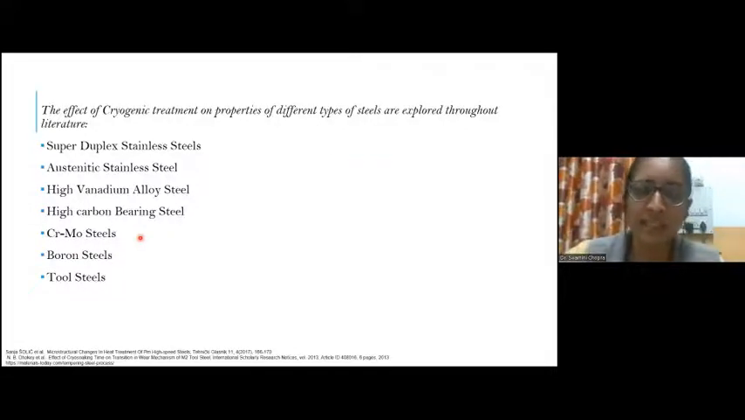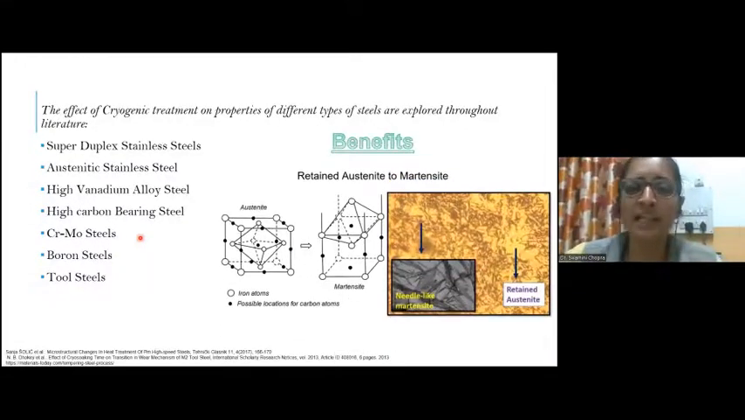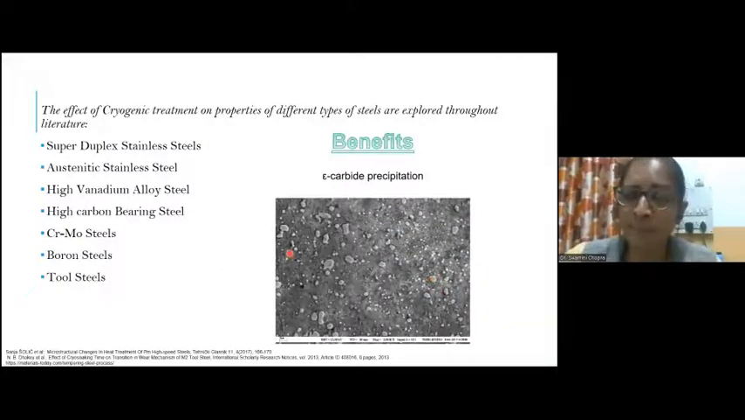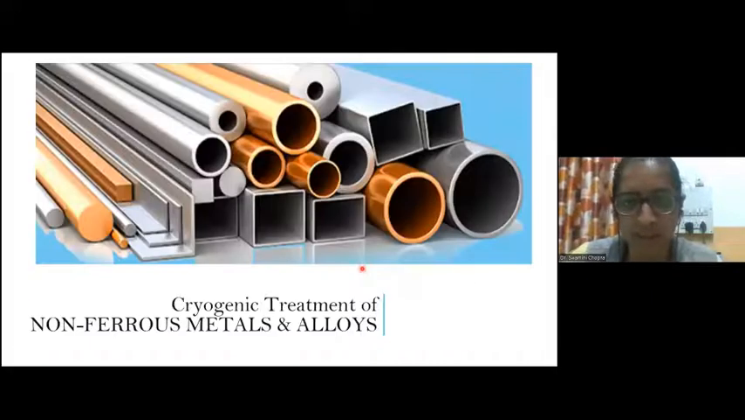So in steels, it is reported that the retained austenite is converted into martensite, which reduces the residual stresses in the steel, therefore giving good properties. Further, the precipitation of secondary carbides also helps in strengthening the material, giving the precipitation strengthening mechanism to the material, and therefore improving mechanical properties.